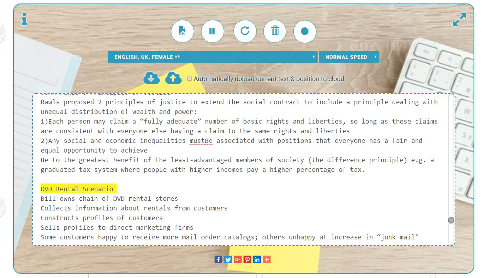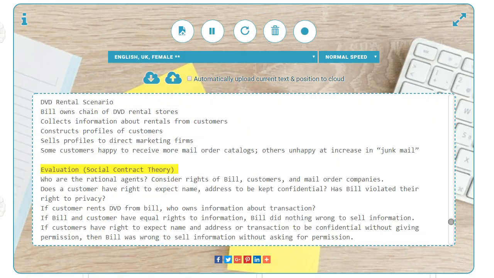DVD rental scenario. Bill owns a chain of DVD rental stores. He collects information about rentals from customers, constructs profiles of customers, and sells the profiles to direct marketing firms. Some customers are happy to receive more mail order catalogs, others are unhappy at the increase in junk mail.